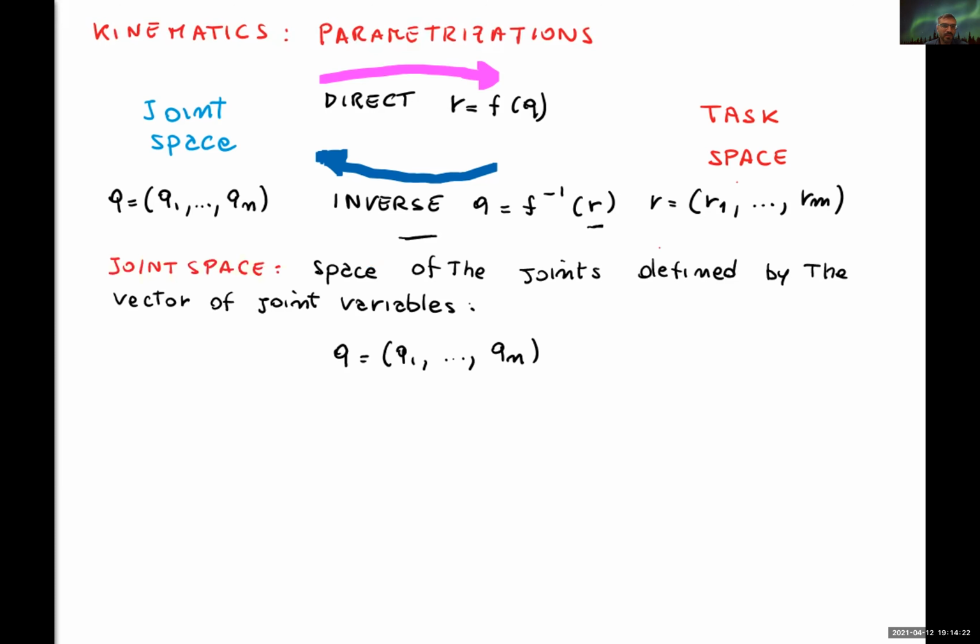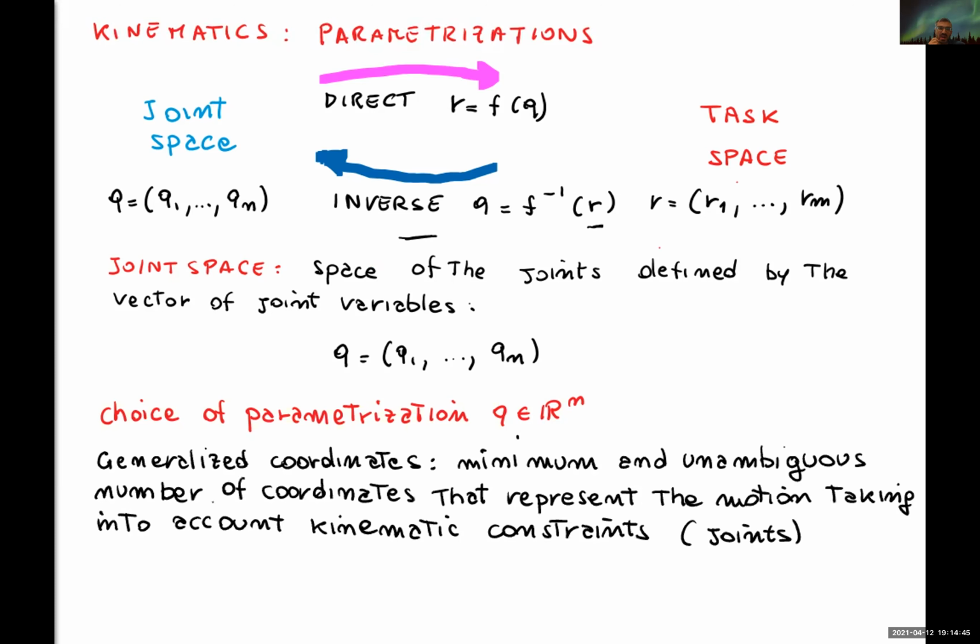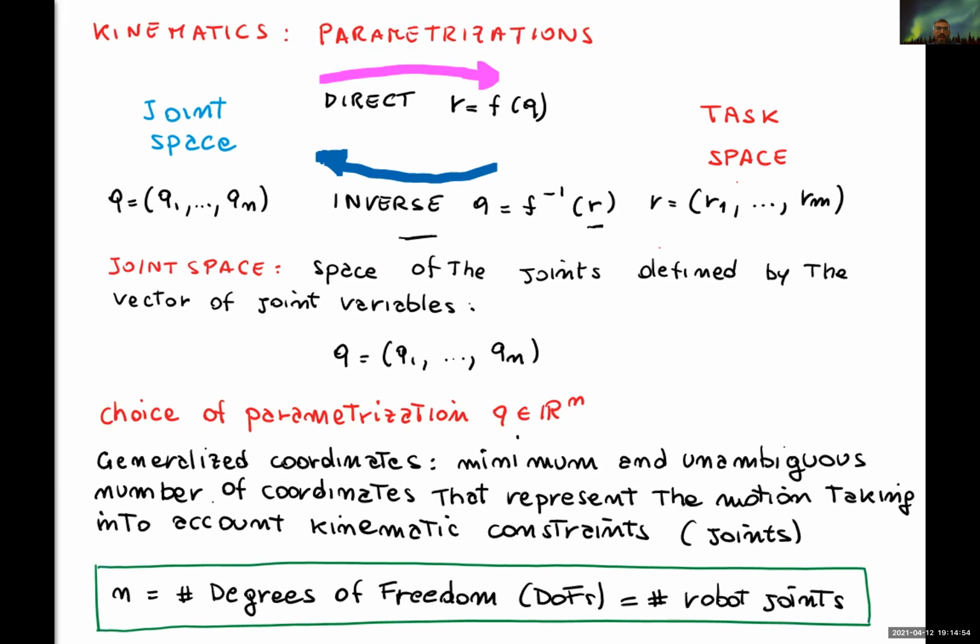And so the space of the joints is defined by the vector of joint variables we call Q, Q1 to Qn. Q1 is for the first joint and Qn for the last joint. And for this Q, we need to choose a parameterization. This is a way to describe this configuration. And this parameterization is done with generalized coordinates that are minimal and unambiguous. And as we said, the number of degrees of freedom is equal to the size of this generalized coordinate vector Q, and is equal to the number of joints.